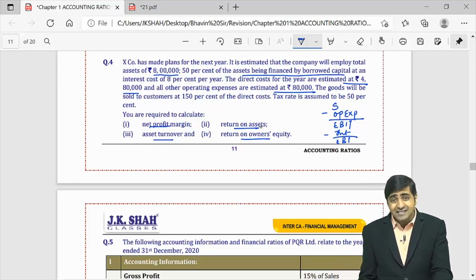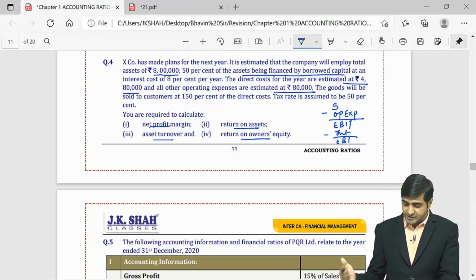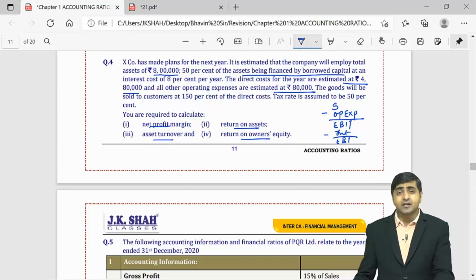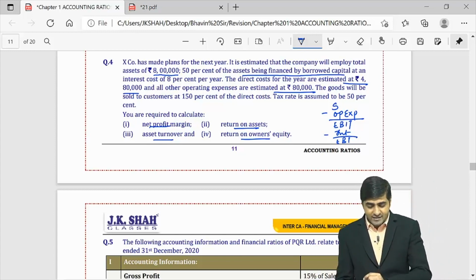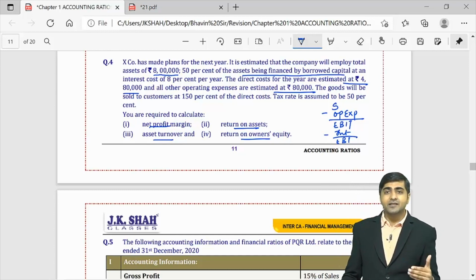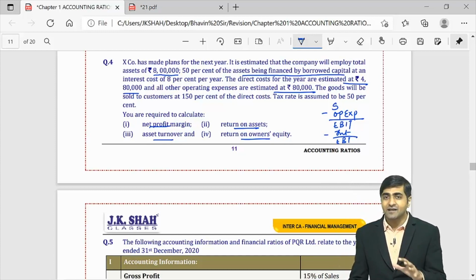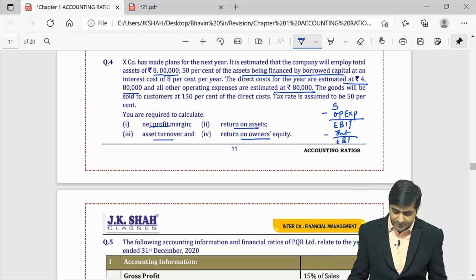Your return on assets, we can take NPAT upon total assets, or else we can also take EBIT post tax, EBIT into (1 minus tax), upon whatever is the total assets, into 100. Guys, your asset turnover ratio will be sales upon total assets, and your return on owner's equity or equity shareholders' funds will be nothing but net profit for equity shareholders, divided by equity shareholders' funds, into 100.